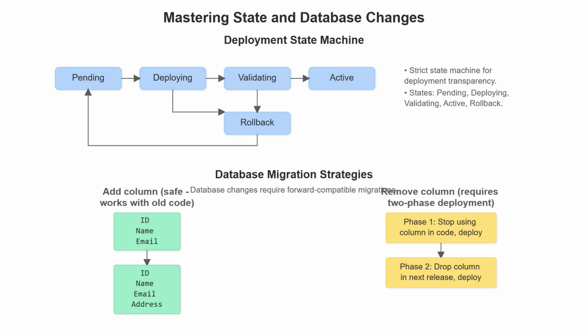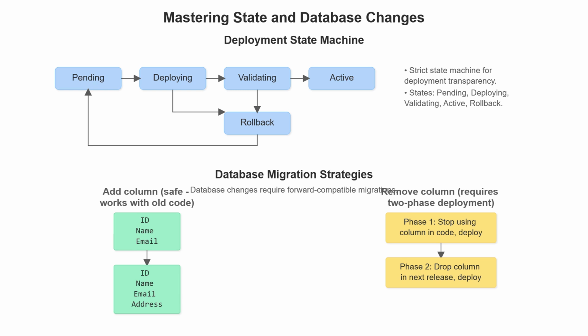Every deployment follows a strict state machine, providing transparency into its current status. It begins in a pending state, awaiting its turn. Once initiated, it moves to deploying, indicating active deployment. After the deployment is complete, it enters validating, where health checks are running to ensure everything is stable. If all checks pass, it transitions to active, successfully serving traffic. Should any issues arise, it quickly moves into a rollback state, initiating emergency restoration to the previous stable version.